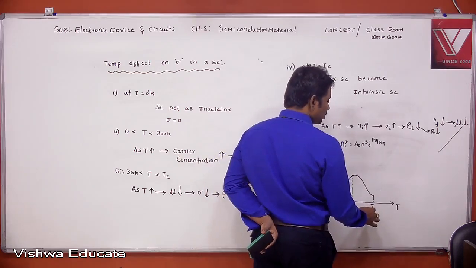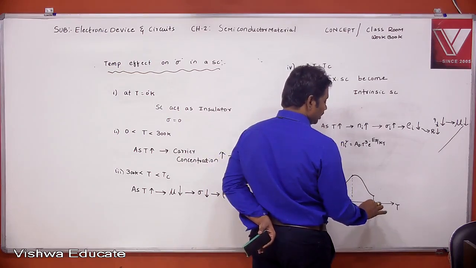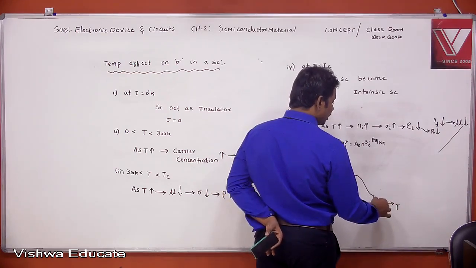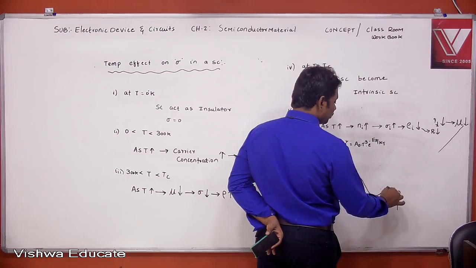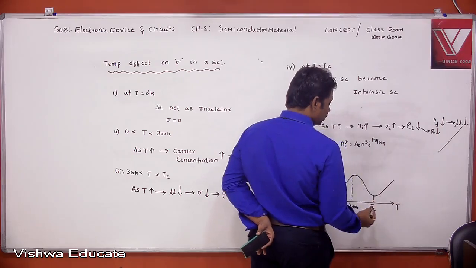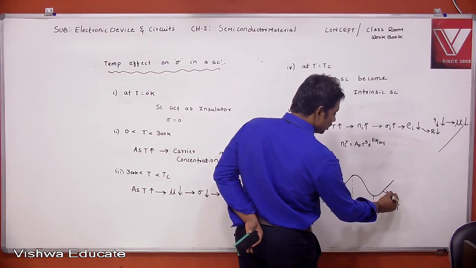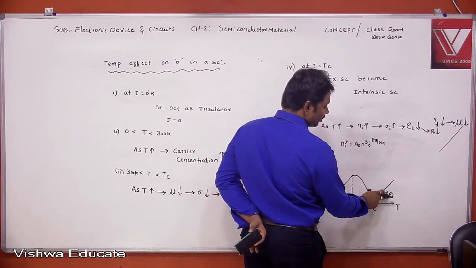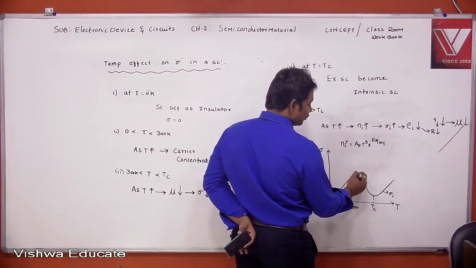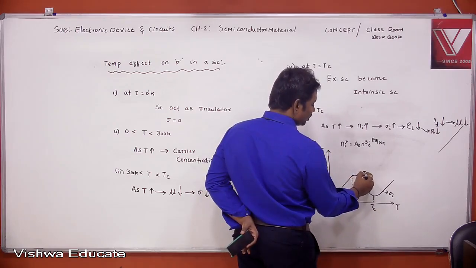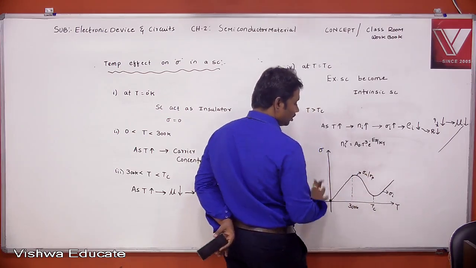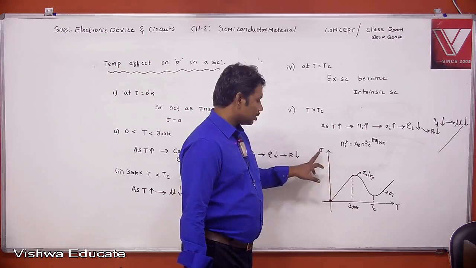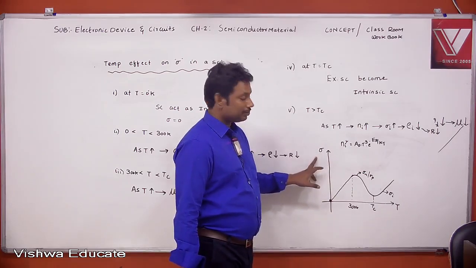See, at critical temperature the extrinsic semiconductor becomes intrinsic, right? Now you can increase the temperature beyond the critical temperature. What happened? Conductivity starts increasing, right? See, this is the conductivity in intrinsic semiconductor, and this is the effect of temperature in extrinsic semiconductor, that is sigma n or sigma p, right? This is the effect of temperature on conductivity in a semiconductor, right?